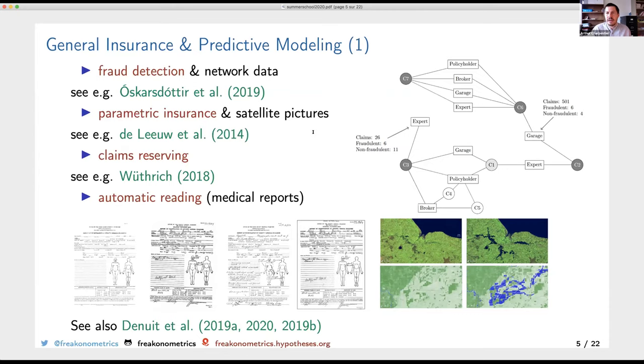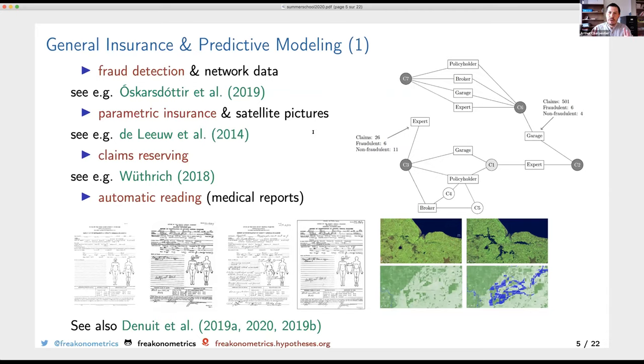Something else is the idea of using pictures. So I put some on the right on the bottom. It's the use of satellite pictures. It's popular in agriculture because in some cases you want a parametric model. So you don't want to send an expert to see what's going on in the field and spend a lot of time checking if someone is claiming a loss. You can use satellite pictures to see what's going on, whether there's really a problem in the field and stuff like that. So insurers are also using drones to get pictures.